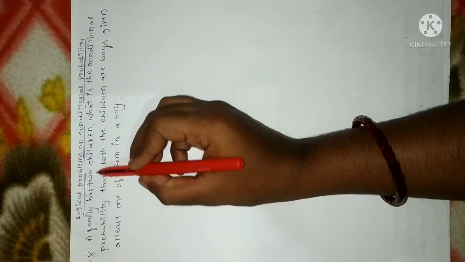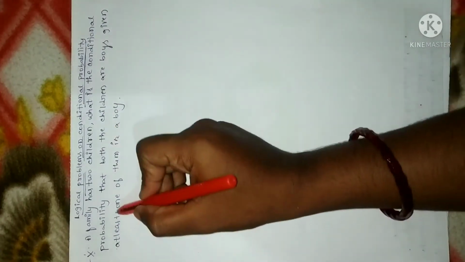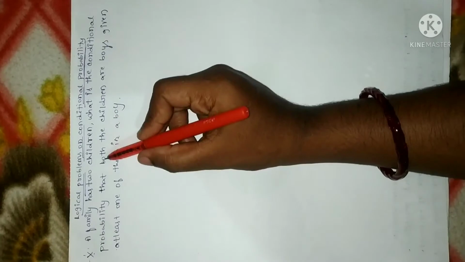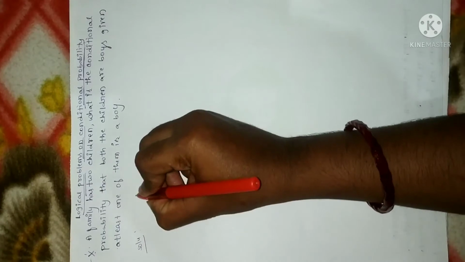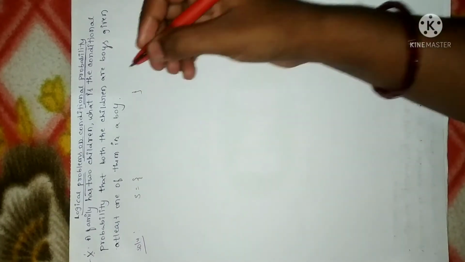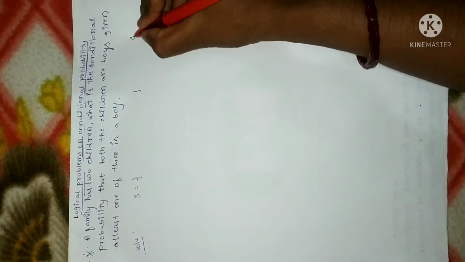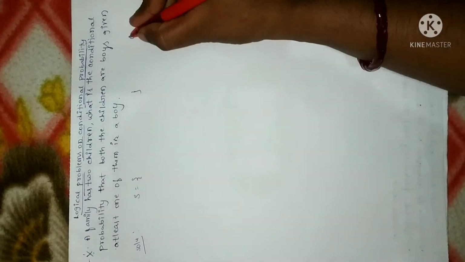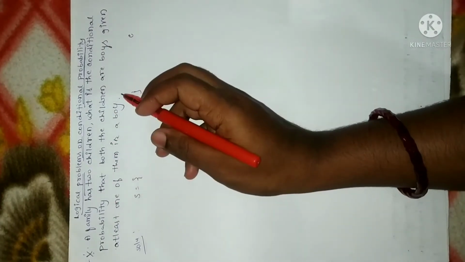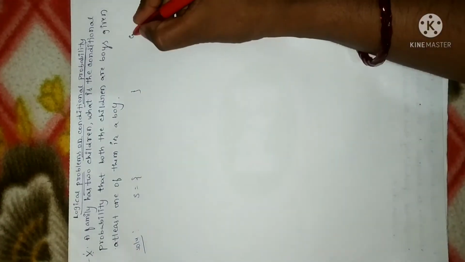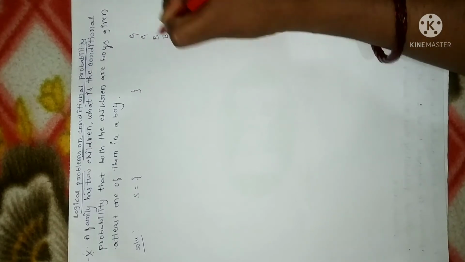So here a family has 2 children. What is the conditional probability that both the children are boys given that at least one of them is a boy? So we have to find the conditional probability. First, before solving this problem, let me write the sample space. In the sense, what are the possibilities? See here, a family has 2 children. So either they may be boy or they may be girl, right? So the family has 2 children, either it should be girl or boy. So the possibilities are something like this, right?